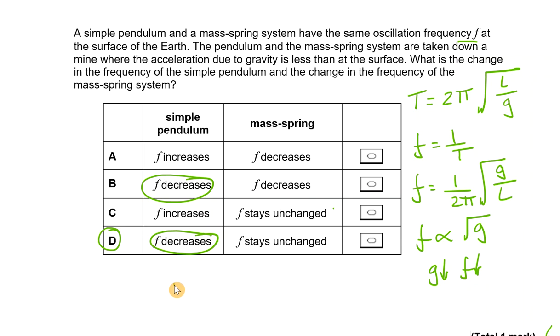Well, let's use the equation for a mass spring system for its time period. Its time period is equal to 2 pi multiplied by the square root of mass over spring constant. So we can see in this equation there is no g, there is no gravitational field strength. The time period, and therefore the frequency, of a spring mass system is not dependent upon gravitational field strength. So wherever we take a spring mass system in the universe, whatever the gravitational field strength, the time period and the frequency will remain unchanged.